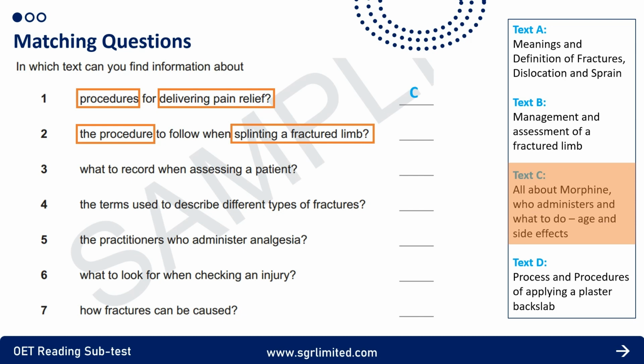For question number 2, it's about a procedure for splinting. Using your medical knowledge, you should know that plaster backslab is a type of splinting procedure. Hence, the answer here is text D. You do the same strategy for answering questions number 3 to 7. The majority of our students can answer 7 questions within 1 minute, leaving them plenty of time to answer the remaining 13 questions in Part A.